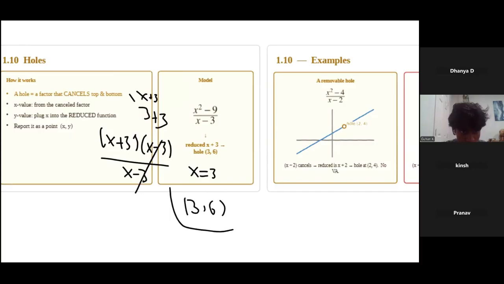What I did was basically after I canceled out the two factors for the hole, what I had left over was just x plus 3. So you plug in the x value for the hole into the leftover equation.